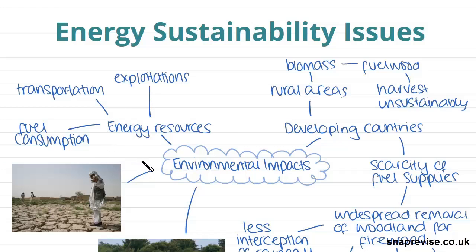So, the environmental impacts of using energy resources take place during exploitation, transportation, and when using fuels to produce energy. And in developing countries in particular, in rural areas especially, people rely upon biomass such as fuel wood to meet their energy needs for cooking because they don't have access to fossil fuels.